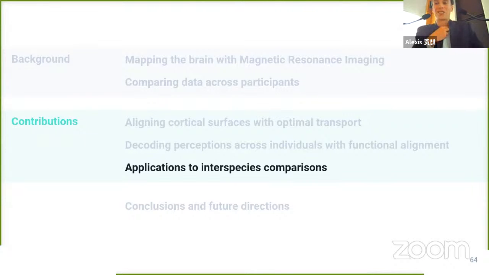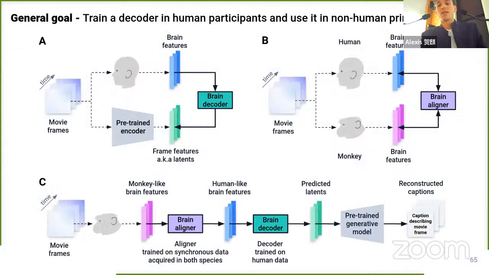So I'll take a pause here just to let you think about what you'd like to do next. And obviously, with what I've presented before, the idea is to try and bring this whole pipeline to interspecies comparison. So the idea is very similar. We're going to train brain decoders in human participants, then we will compute alignments between human and monkey cortices, and pipe all this together so as to see if a brain decoder that was trained in human participants can decode activity going on in the macaque brain.